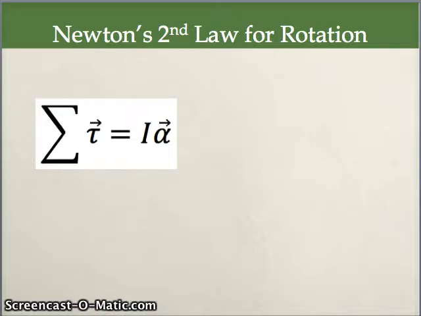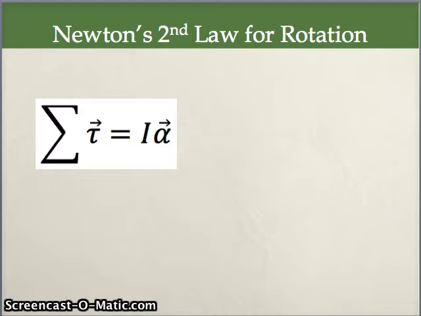Instead of talking about just mass, we have to include how that mass is distributed about the axis point, so that's I, inertia. And then we wouldn't talk about the linear motion of the object, we would be talking about the angular motion, and so the change in that angular motion would be the acceleration. Let's look at some conceptual ideas related to this formula.